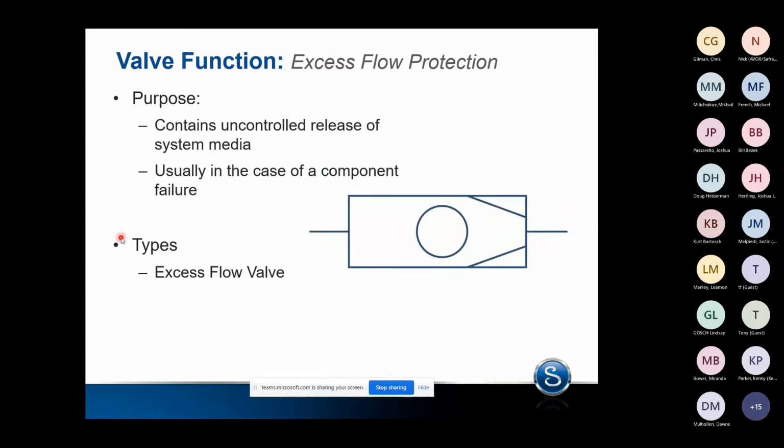And the last valve function being excess flow protection. This is designed to control, or to contain rather, an uncontrolled release of system media. There's an assumed pressure drop across this valve. If that pressure drop increases, the valve will seat itself so that you don't dump the rest of the system media out of the system or have it continue to go downstream. And we've got a nice video to show afterwards of what this actually is going to do later on in the presentation. So at this point, these are the 5 main valve functions.